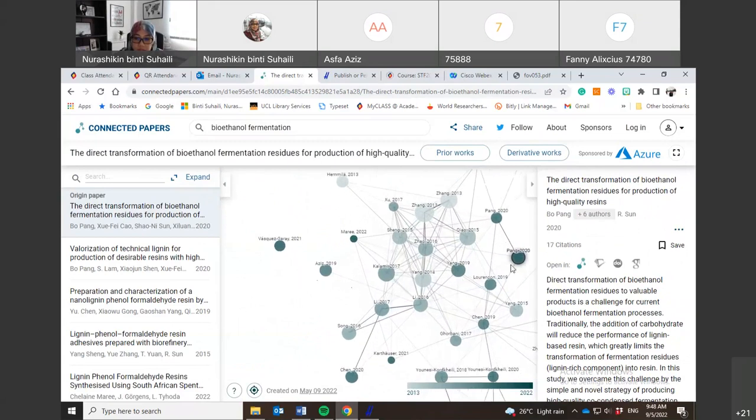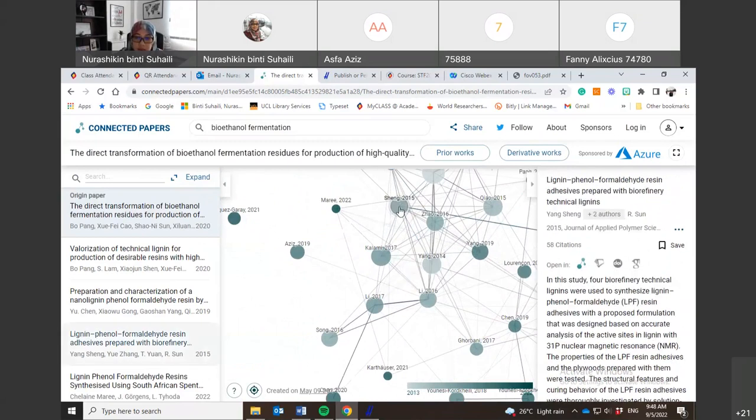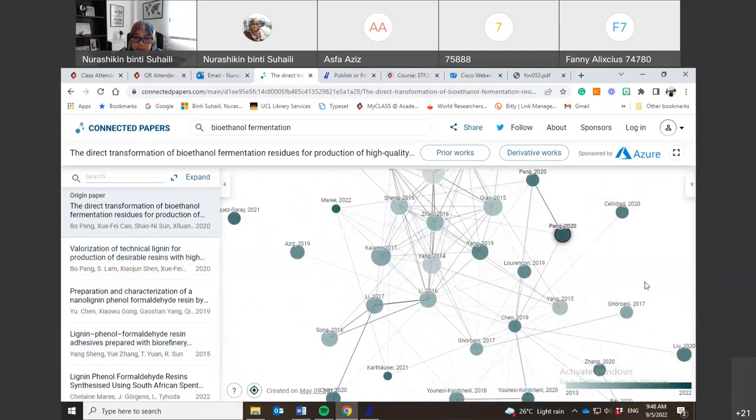If you zoom in, you can see how this paper is actually connected to, for example, Young 2014. This paper is connected to Sheng 2015, which means that Sheng 2015 has cited Young. They have cited these papers. So connection means they have cited the papers.